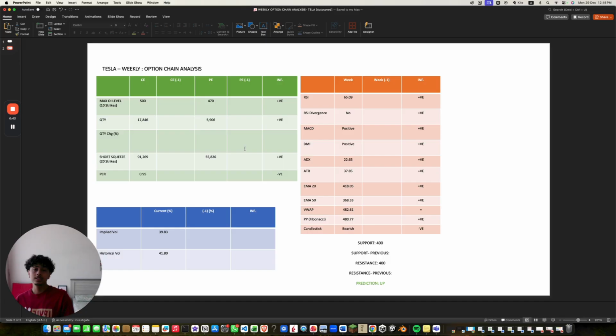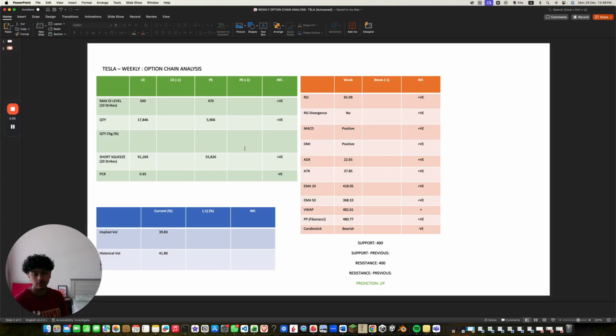The RSI is 65.09. There is no divergence, which is positive. The MACD is positive. The DMI is positive. ADX is increasing, and it is at 22.65. That's positive. ATR is lower to 37.85. That's positive. EMAs are both increasing.